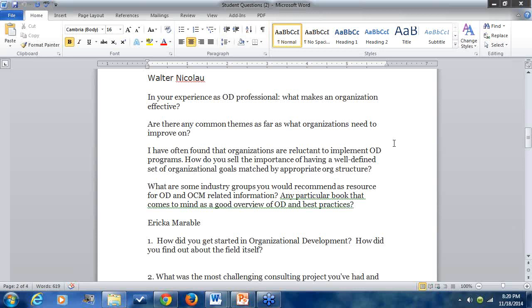So I found that organizations are reluctant to implement OD. How do you sell the importance of having a well-defined set of organizational goals matched by appropriate org structure? Well, first of all, you can't sell it.